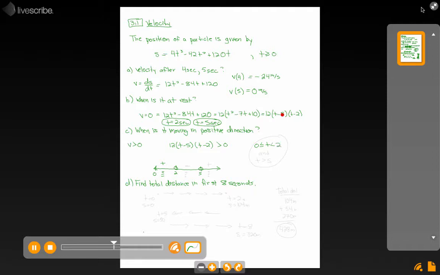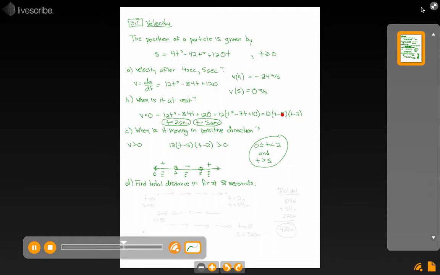Now if I pick a number between 2 and 5, I'm going to have a positive, and 12 times, let's say, negative times a positive, so I've got negative, and definitely during that time this thing's moving in a negative direction. If I put in a number greater than 5, I'm going to have positive, positive, positive, and so this thing is definitely moving in a positive direction when t is greater than 5. So we've got 2 time intervals, from 0 to 2 and from 5 to infinity, where this thing moves in a positive direction.